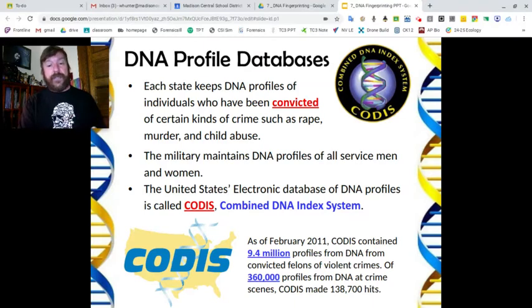We also have DNA profiles of everyone that's in military service, in case they are killed overseas or something like this, or victims of war. Then we can identify the remains using DNA. DNA profiles are always taken from rapists, murderers, child abusers. Other types of violent crimes are also included in this.